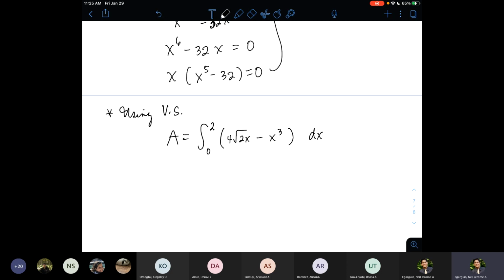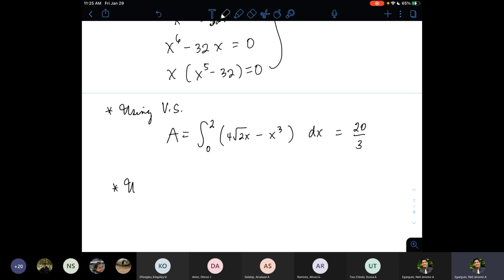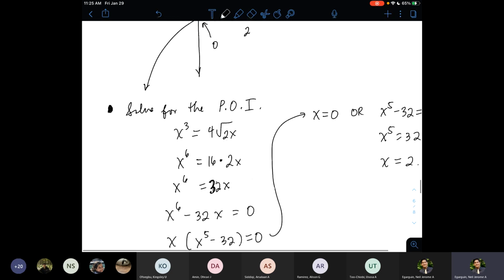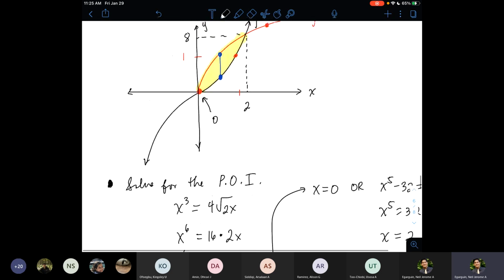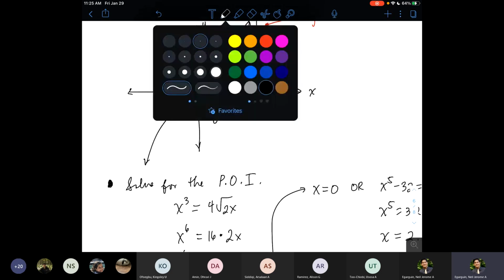If you calculate this, this will be, I hope this is right, 20 over 3. So I hope you can integrate this properly. This is just an application of the power rule, right? And then let's try horizontal strips for a change. Well, let's see if the horizontal strips will be as convenient as vertical strips.